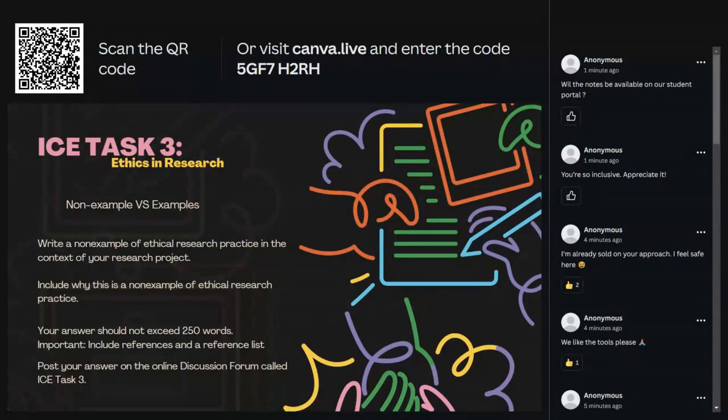It will be additional, to give some of us who like to write and get our point across room to write. But I also won't expect you to write excessively if you've already made the point you wanted to make. So 250 words is the guideline for you to use. Note that you need to index reference and have a reference list. Then it asks for us to post your answer on the discussion forum called ICE-Task 3. So I'll create that discussion forum and I'll tell you when the deadline for that would be.